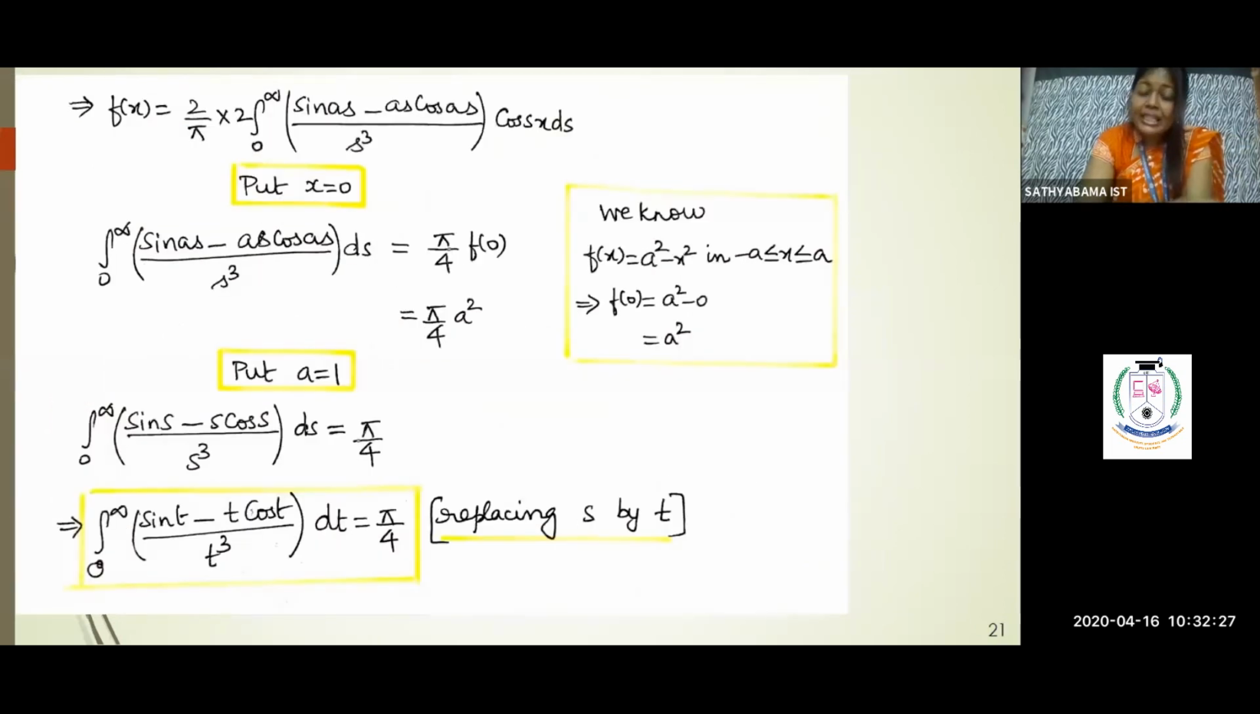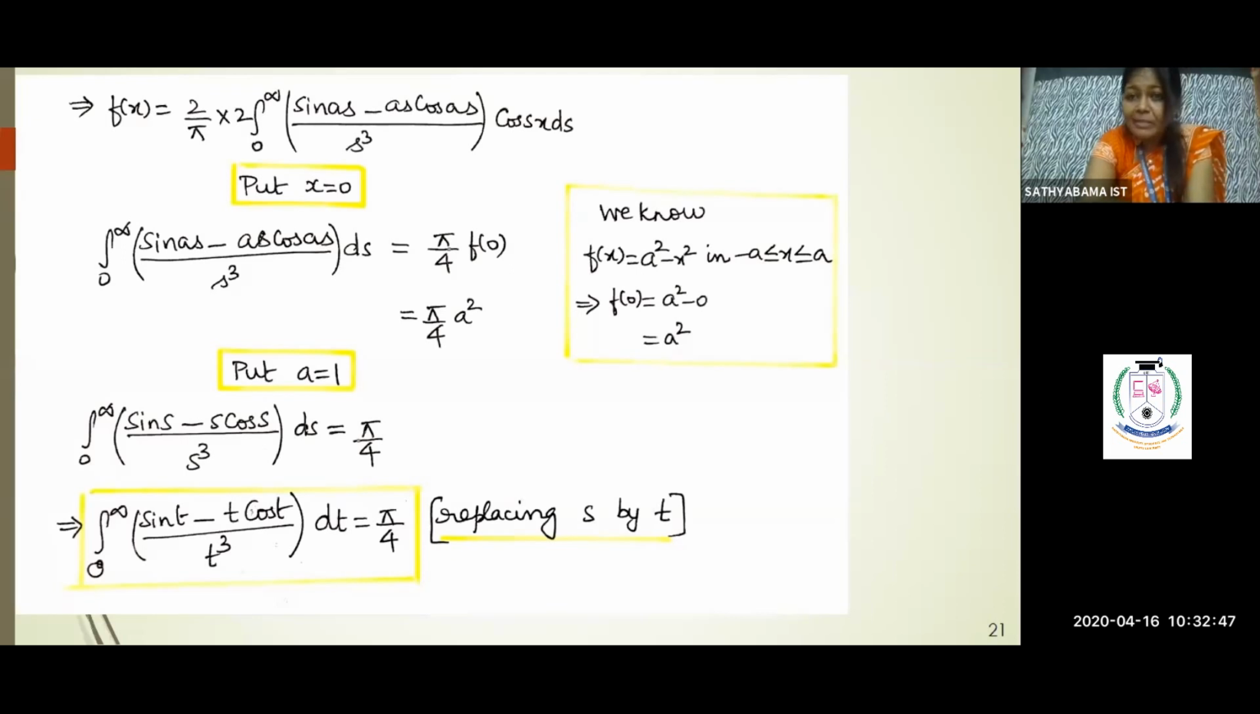Now, you remember the question? You were asked to find the integral of sine t minus t cos t by t cube. So I don't need this a. One more thing, I don't need cos sx; it is an additional term that I have. So what should you do to make it vanish? You put x equal to zero, like what we did for the first problem. I hope you remember. Put x equal to zero.